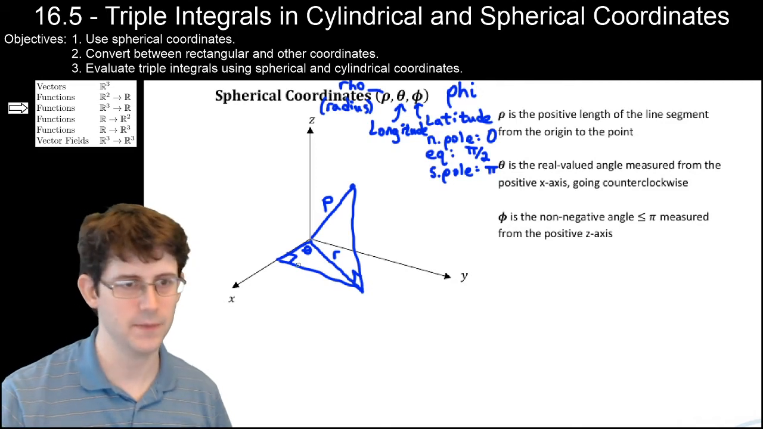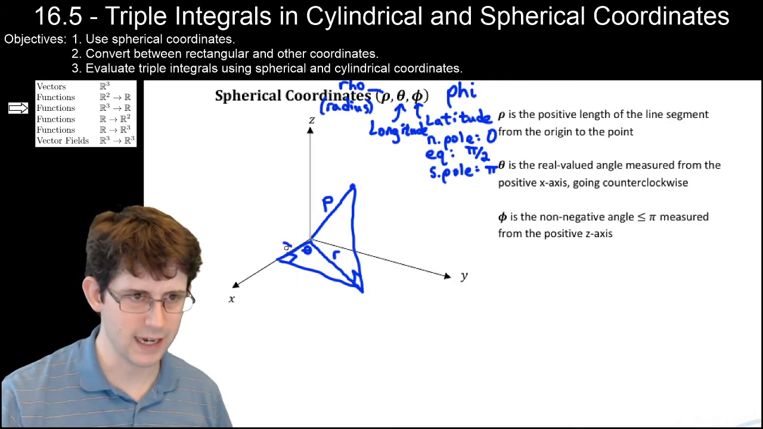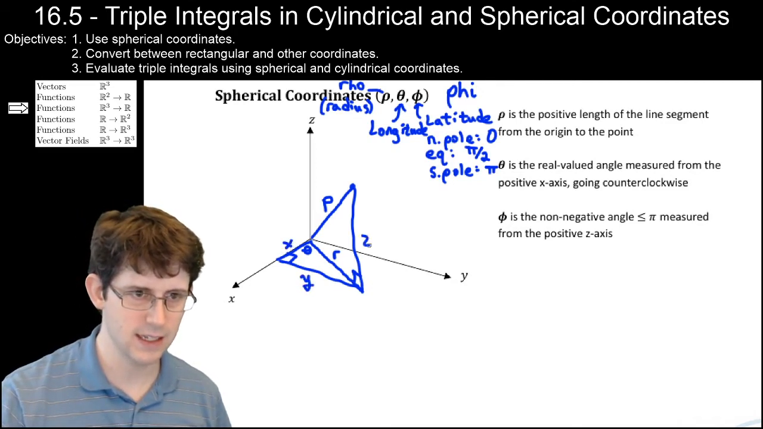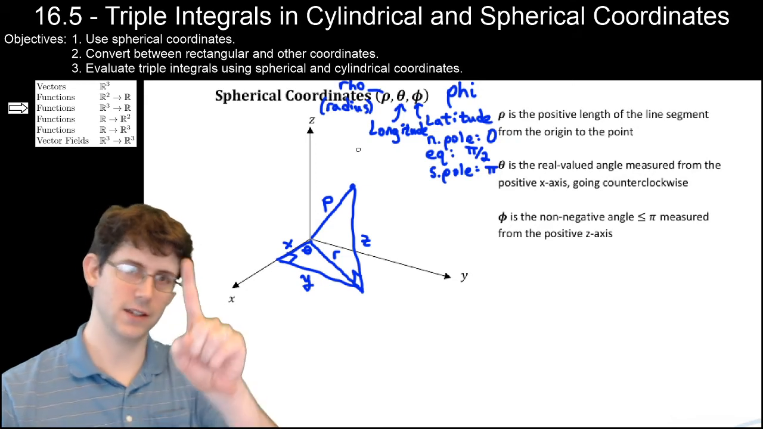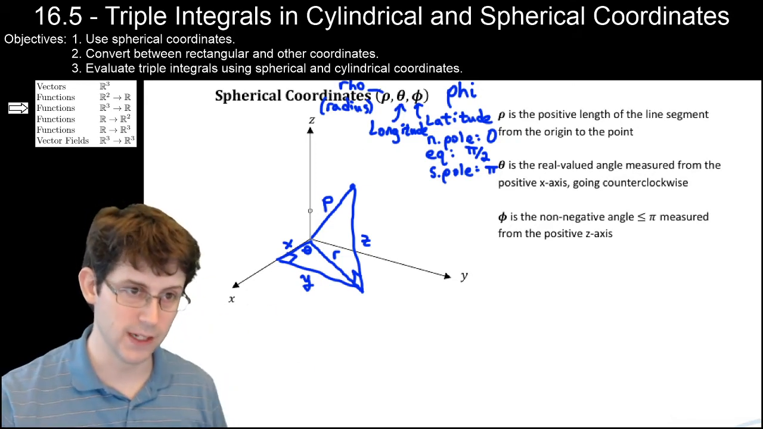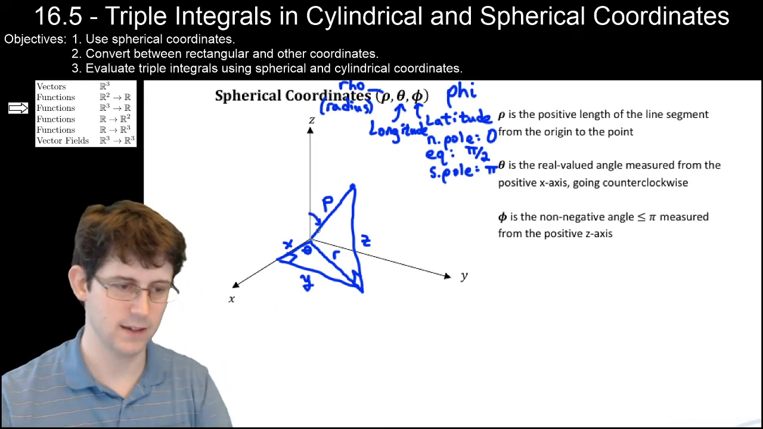Here's another right triangle. So what's going on here? We've got x, y, z. I've got r and theta and z, which was cylindrical coordinates. And then phi is your latitude measured from the North Pole. That's this angle.